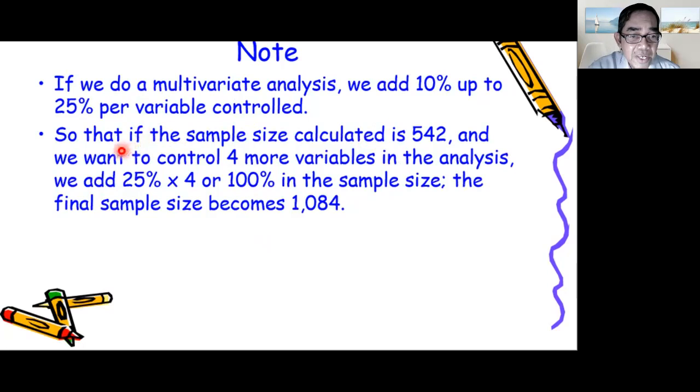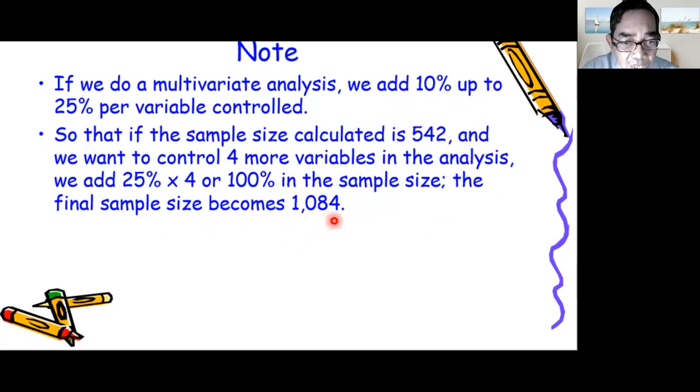to be controlled. And so if the sample size calculated is 542 and we want to control for 4 more variables in the analysis, we add 25% times 4 or 100% in the sample size, and the final sample size becomes 1084. 542 times 2, because this is 100%, so times 2, and the final sample size is 1084.